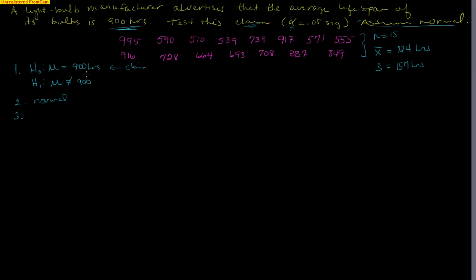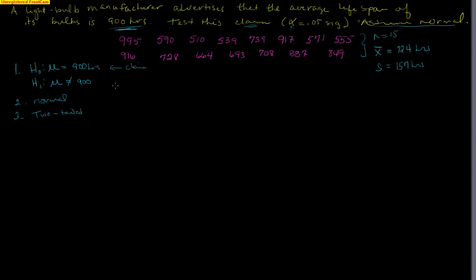Okay, step 3 asks us to determine the test type. And if you forget any of this, just go back to our previous screen, rewind a little bit, and you can see what the steps are. But in this next step, we define the test. So here we have a two-tailed test.